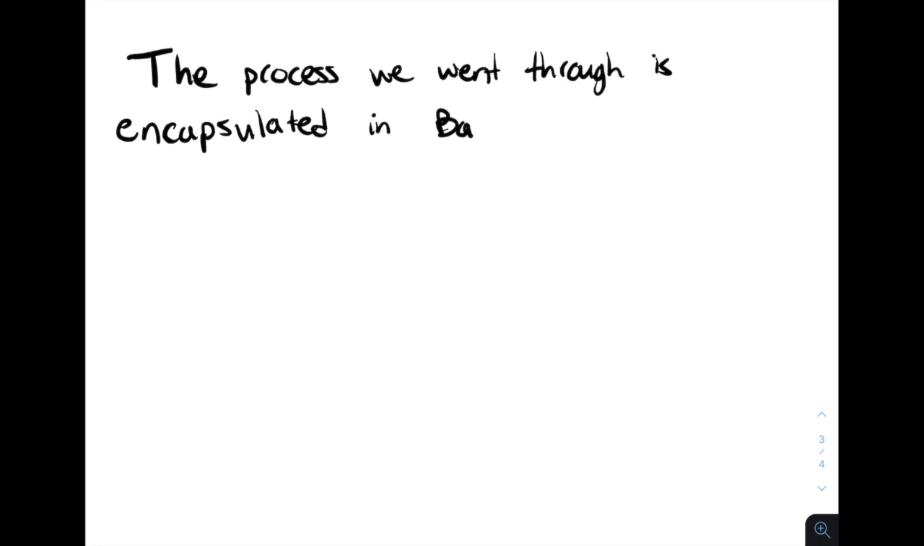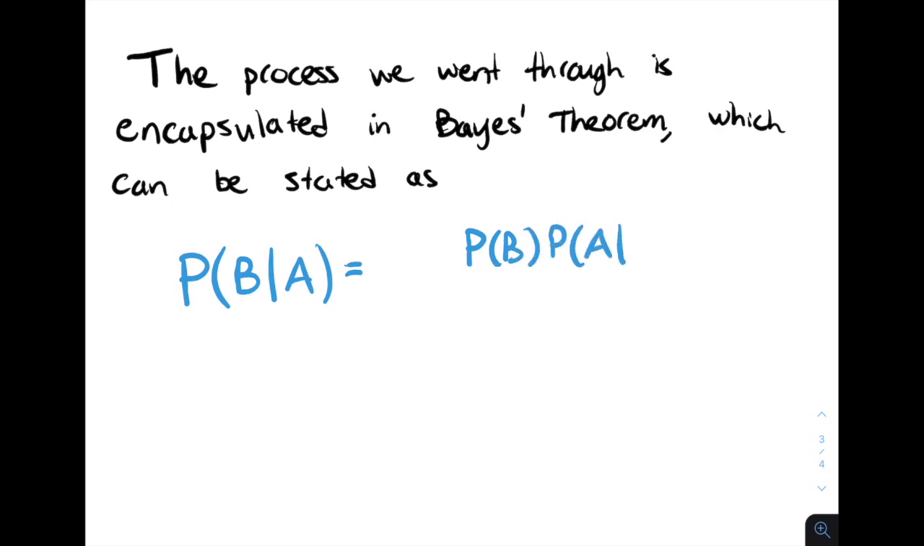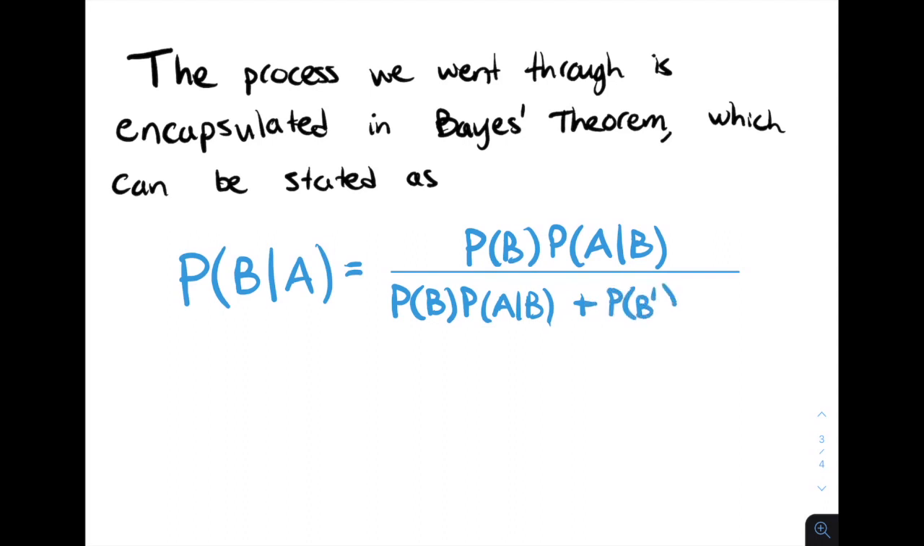The process we just went through is encapsulated in Bayes' theorem, which can be stated as: the probability of B given A is the probability of B times the probability of A given B, divided by the probability of B times the probability of A given B, plus the probability of B complement times the probability of A given B complement.